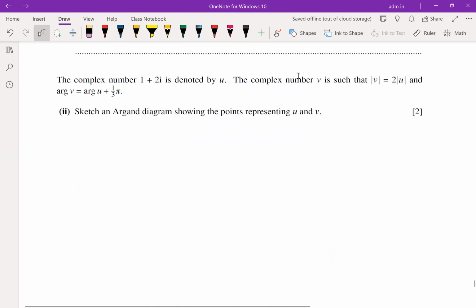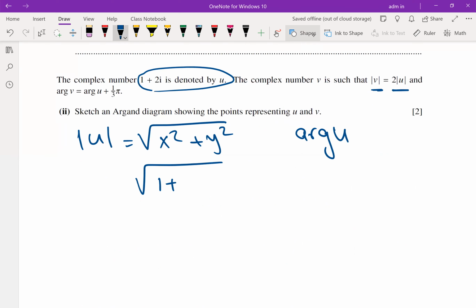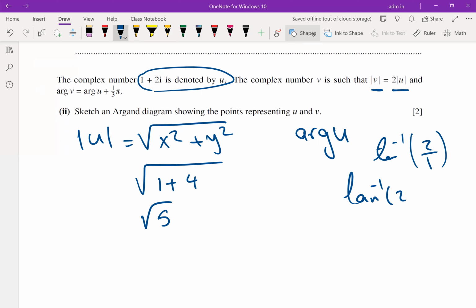For part B, the complex number U is given by 1 plus 2i, and V is 2UW. The modulus of V first, this is U. I will try now to get the modulus of U and the argument of U. The modulus of U is the square root of x squared plus y squared, so the square root of 1 plus 2 squared, which is 4. So the answer is square root of 5. The argument of U will be tan minus 1 of y over x, which is 2 over 1, so the exact value is tan minus 1 of 2.